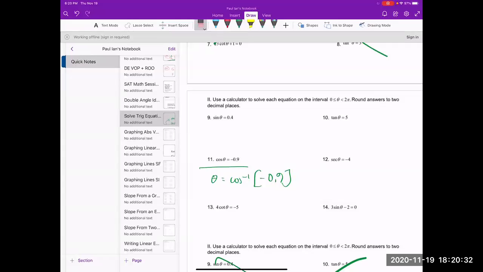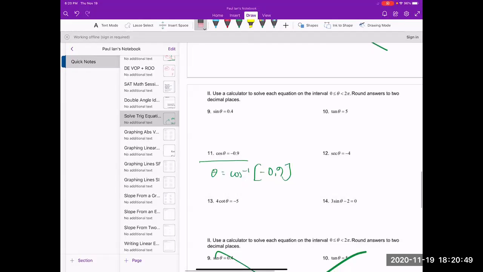Arc cosine. And so when you do this one, did you do, so for this one, let's see. So for this one, what I got in degrees is 154.16 degrees.